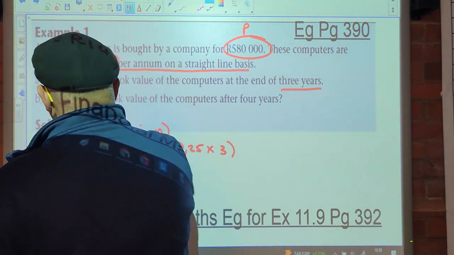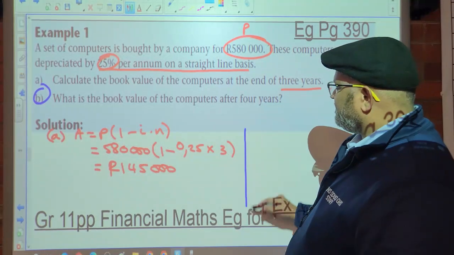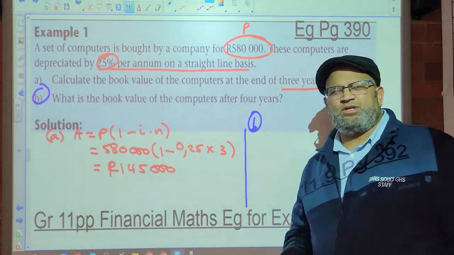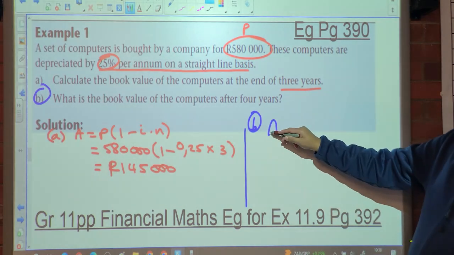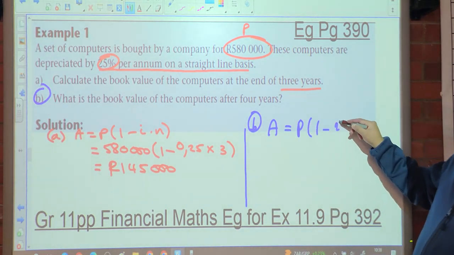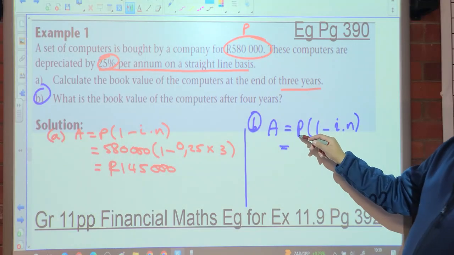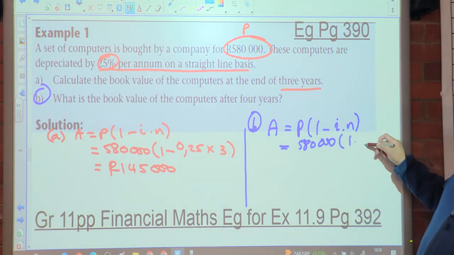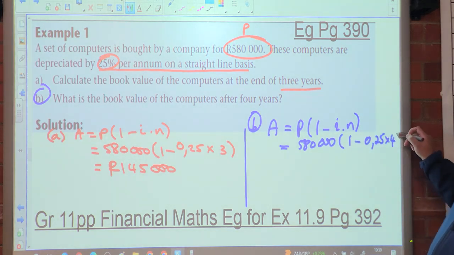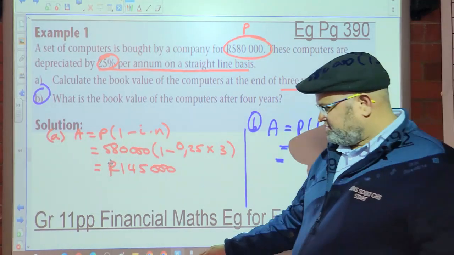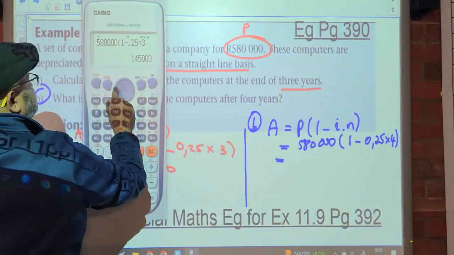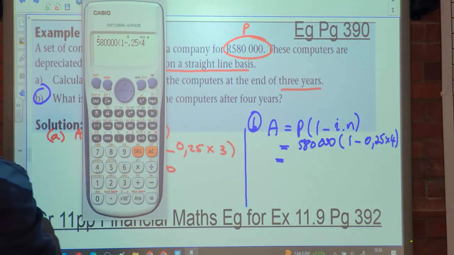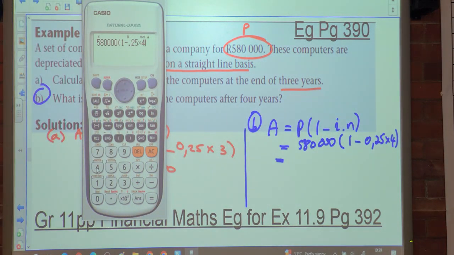The B part of the question says, what will the book value of the computer be after 4 years? What formula do I use now? Same formula. A is equal to P into 1 minus I times T. What's your principal or your starting value? 580,000 rand into 1 minus 0.25 times 4 years. Work that out. What do you get?